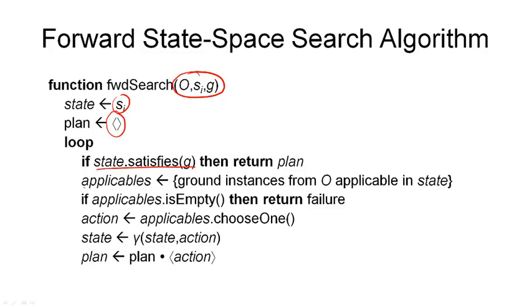And then generates all the applicable actions in the current state. If there are none, then of course we have failed. Otherwise, it just chooses one of the applicable actions. That is our new action that we apply in our state. Then we go to a new state by going forward from our current state and extend our plan with this current action. And we go through this loop until we have reached a goal state, and therefore we have found a plan that achieves our goal.